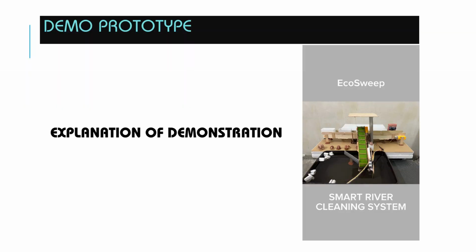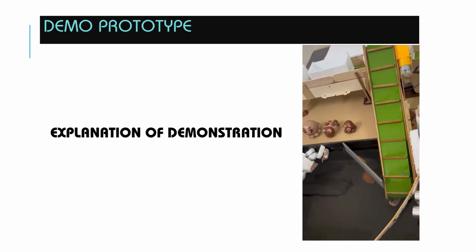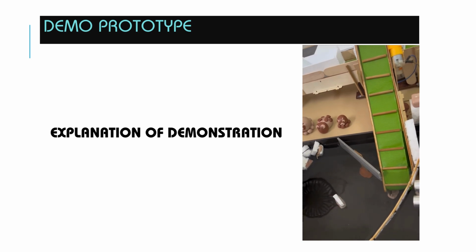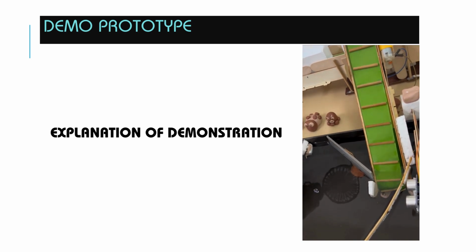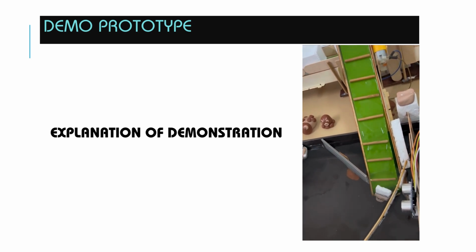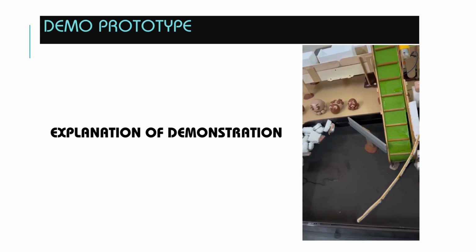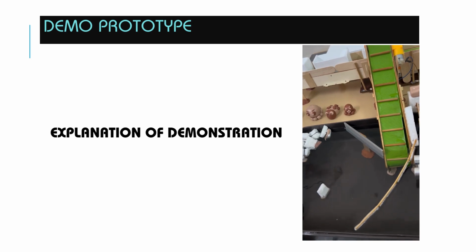A demonstration of EcoSweep. When the trash from the river approaches the conveyor, the ultrasonic sensor detects the trash and activates the conveyor motor to move the trash into the bin. When the trash fills the bin, the weight sensor below the conveyor measures the weight of the bin.